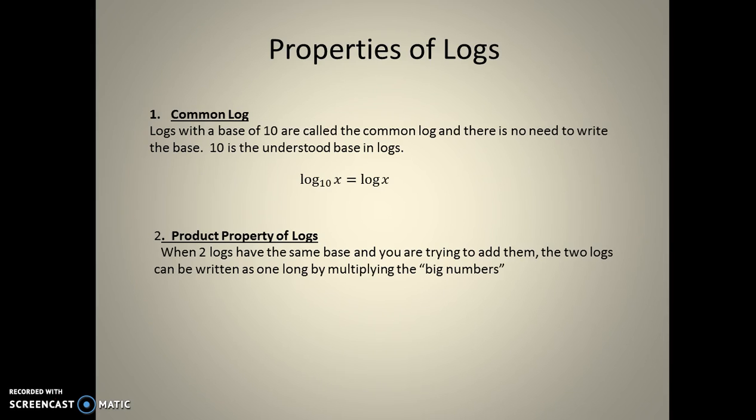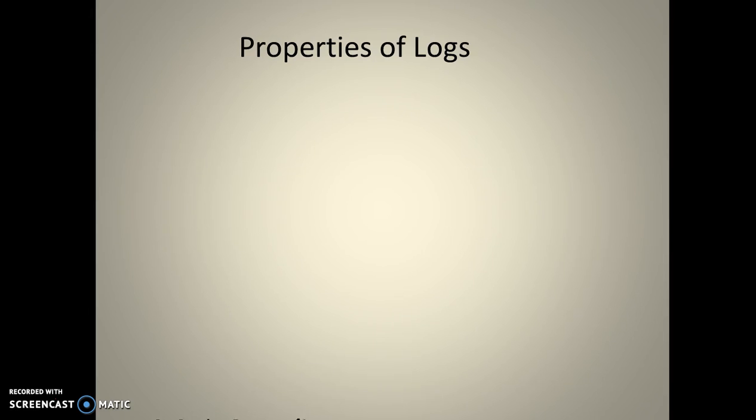Okay? The product property of logs. When two logs have the same base and you're trying to add them, the two logs can be written as one log, let's just say log, not long, one log by multiplying the big numbers. So in other words, if you had log base 4 of 5 plus log base 4 of x, since we're adding, we're going to combine the big numbers, the 5 and the x together, and get log base 4 of 5x.